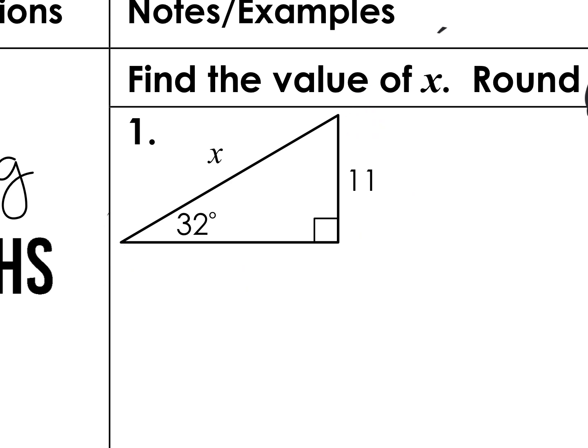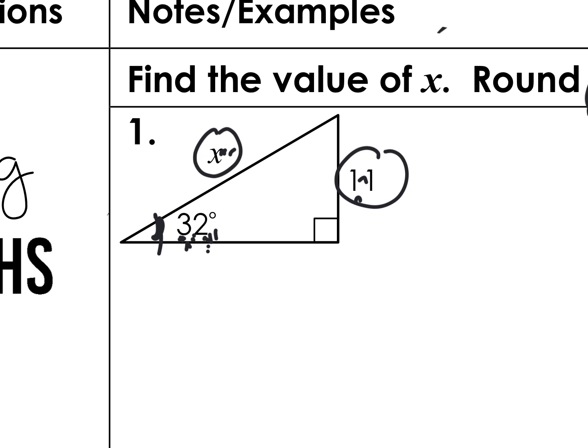I have a side that I'm looking for right here. And I have another side that I know, and then I have an angle. So your job is to say, using the unknown and 2 other pieces that must be known, what trig function would be related to this 32 degrees using the sides that I circled?